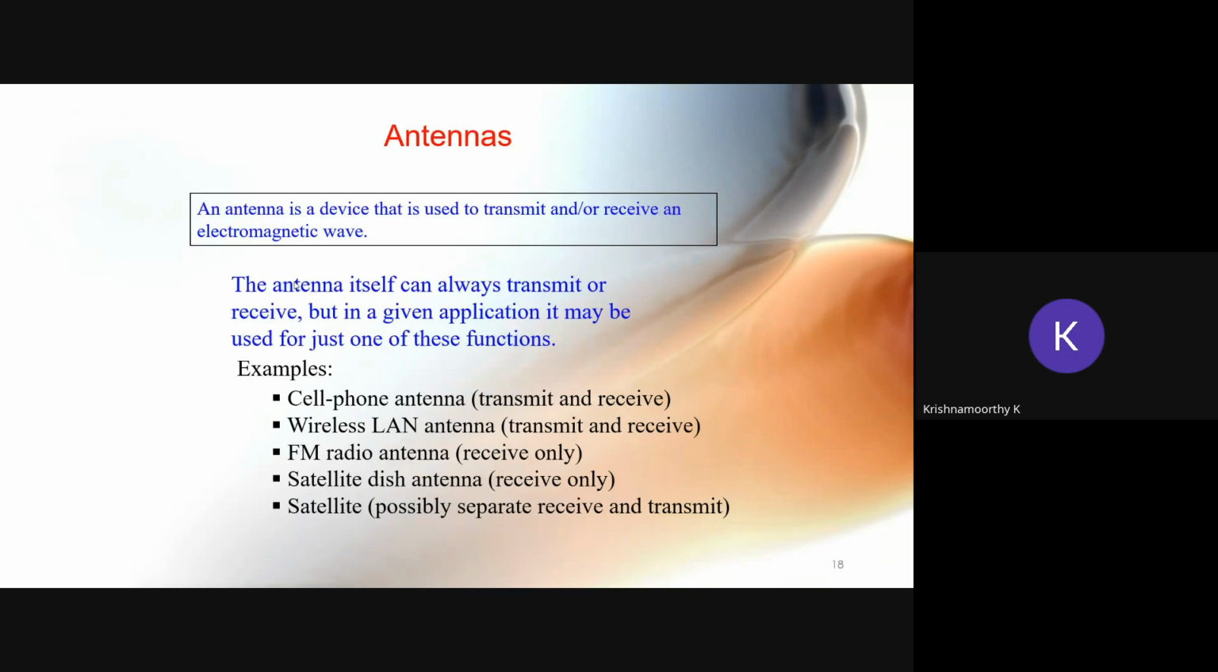The antenna is nothing but a device used to transmit and receive an electromagnetic wave. The antenna is a passive device. The same antenna can be used for transmission as well as reception. If you take any wireless application, the antenna is the device. So it is there in both the transmitter as well as the receiver.